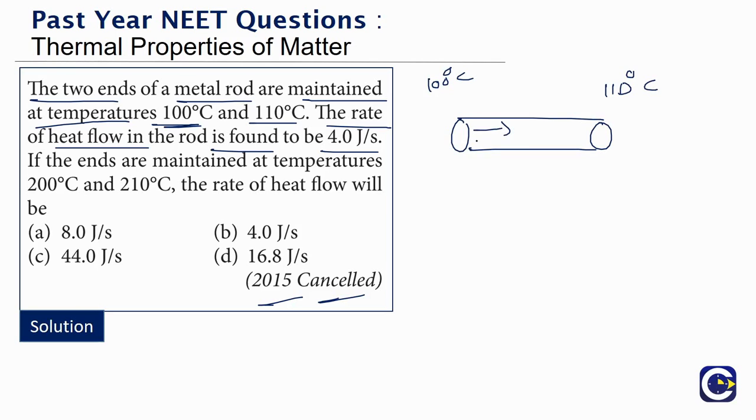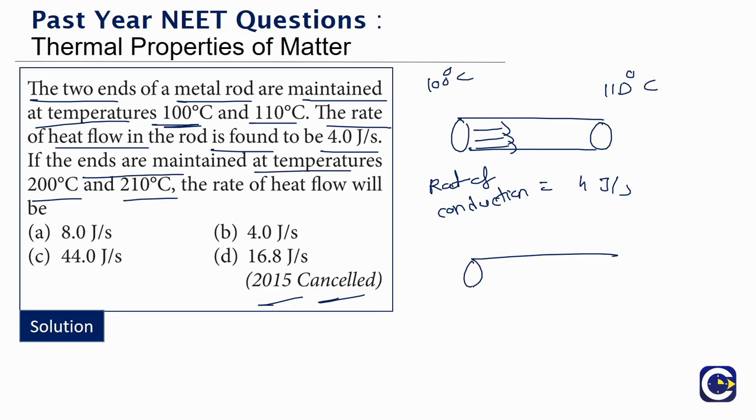So the rate of heat flow through conduction is 4 joule per second. If the ends are maintained at temperatures 200 and 210, it is a different scenario. They are saying let us take it out and keep this between 200 and 210. Now what is the rate of heat flow? They are asking for the rate of heat flow.